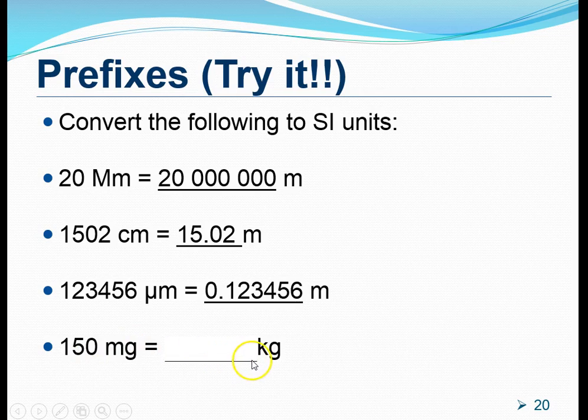Now the last question is 150 milligram. How do we convert that to kilogram? This is a little bit more challenging. Now a milli itself, if you recall, represents 1 over 1,000, or 10 to the power of minus 3. Whereas a kilo is representing 10 to the power of 3 instead. So how do we convert this? If you work it out on paper, you should find that it is equal to 0.00015 kilogram.